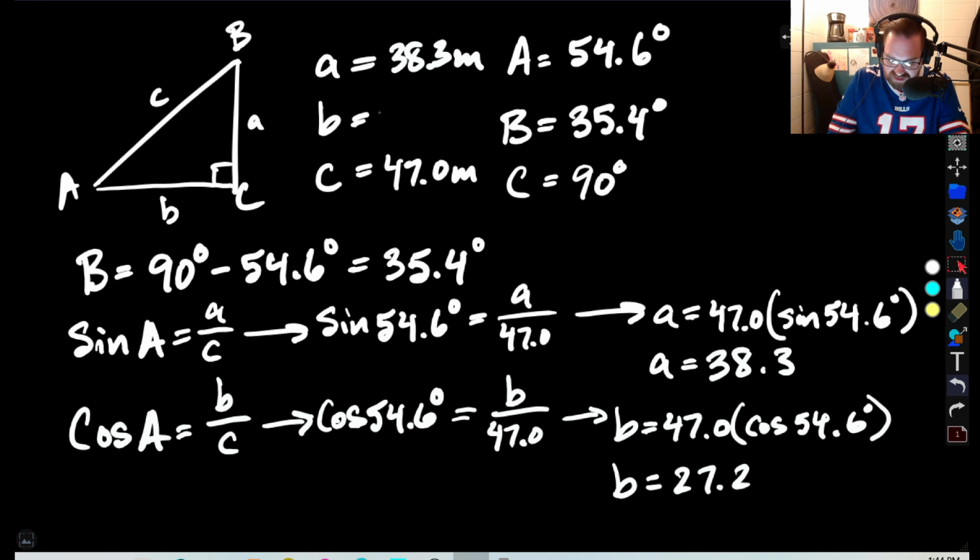So when we're solving these triangles, we're just finding every single piece, all the missing pieces, all the legs, all the angles, everything together. Again, it's important to remember your SOHCAHTOA. Sine is opposite over hypotenuse. Cosine is adjacent over hypotenuse. The tangent is the opposite over the adjacent. In this case, we use sine and cosine because we had the C value and we didn't have A or B. All right, let's go ahead and do another one.